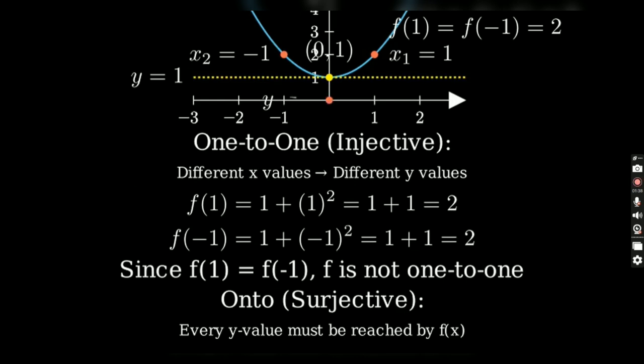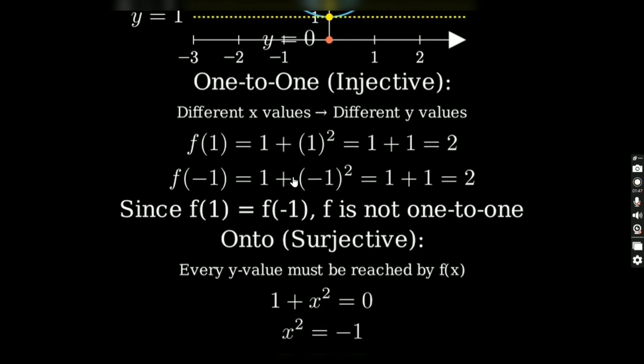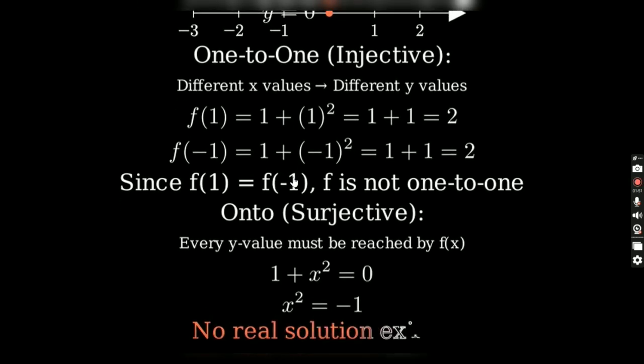Let's try to find an x value that gives us y = 0. If we set f(x) = 0, we get 1 + x² = 0. Solving for x², we get x² = -1. But this is impossible in the real number system because no real number squared equals -1.